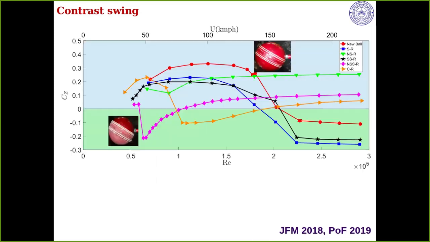You'll be surprised. I'll just show you one example. Lots of interesting things. This red curve is the new ball, which we just saw. There is swing and then a reverse swing. Look at this ball, where the non-seam side is rough along with the seam, and this side is shiny. You can get reverse swing at 50 kilometers per hour.